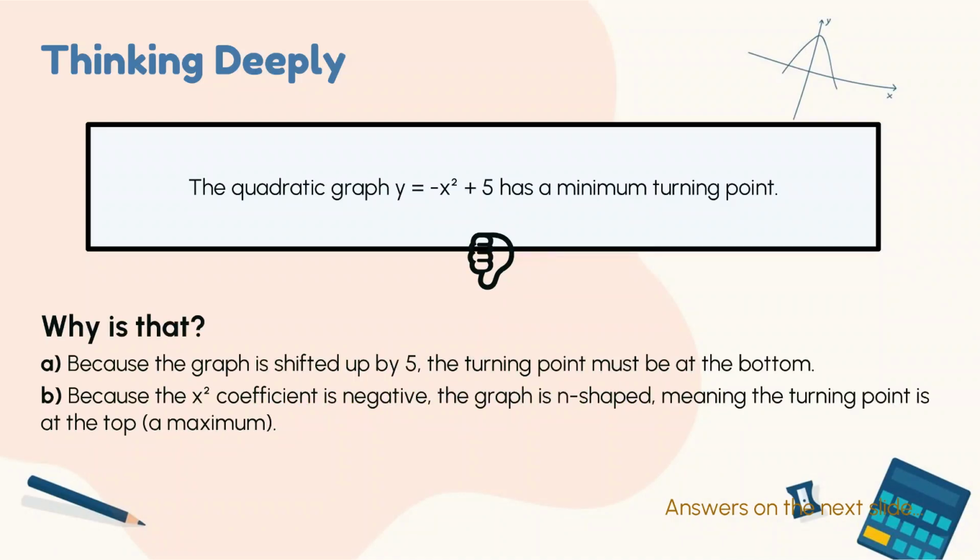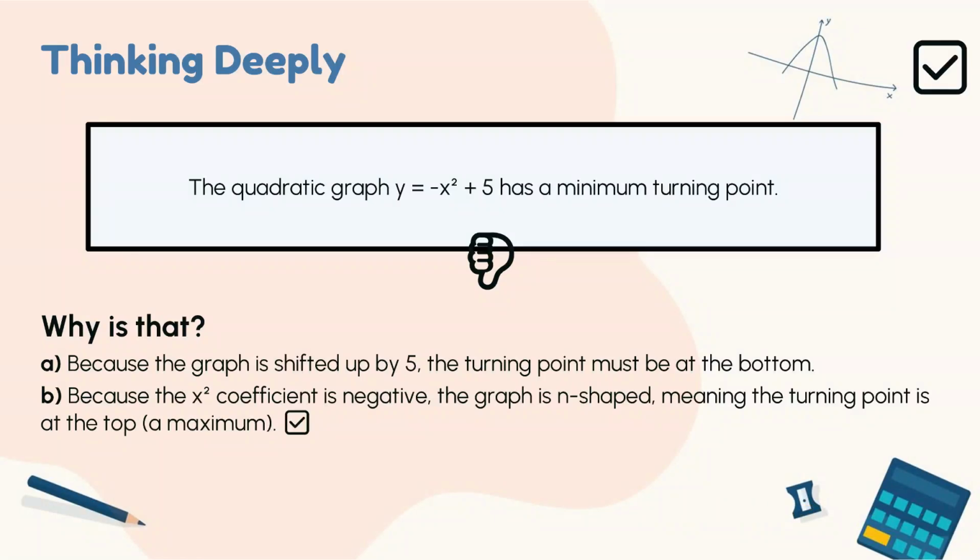The statement is false. In y equals negative x squared plus 5, the coefficient of x squared is negative. That means the graph is N-shaped. It opens downwards. So the turning point is at the top of the graph, not the bottom. A turning point at the top is called a maximum, not a minimum.